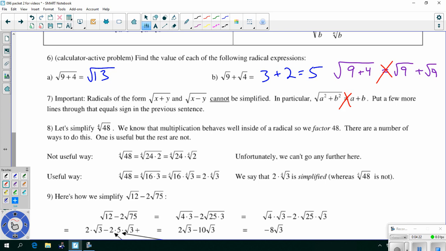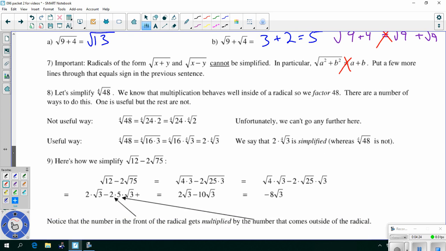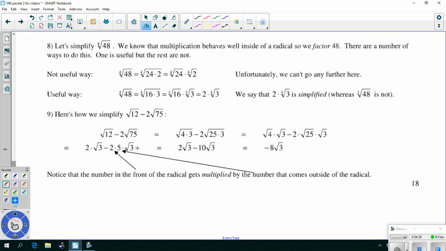Number 8 says, let's simplify the 4th root of 48. So we know that multiplication behaves well inside of a radical, so we factor 48. And there are a number of ways to do this. One is useful, but the rest are not. So let's take a look here.